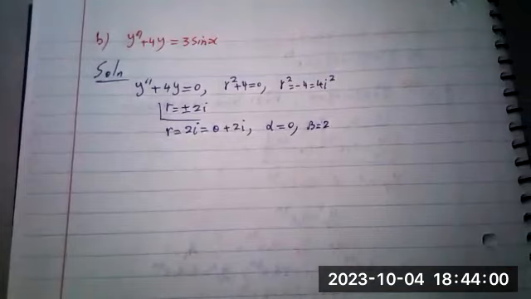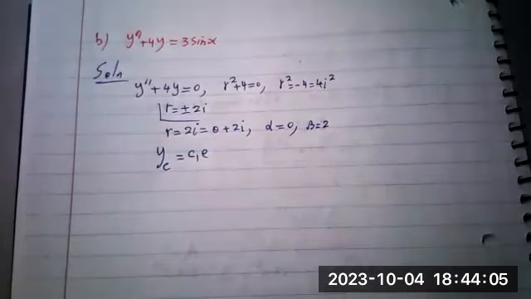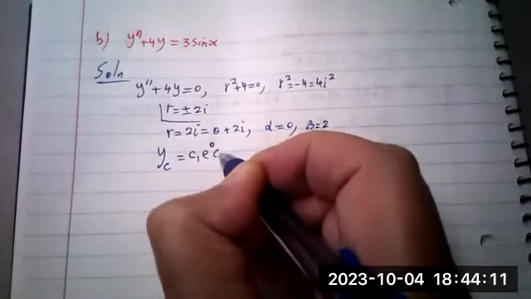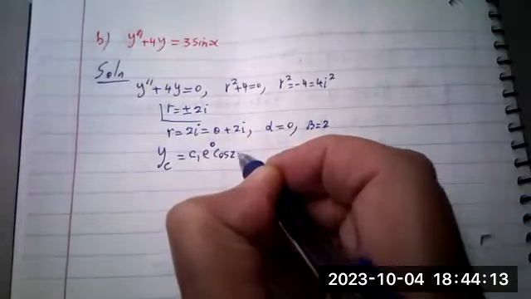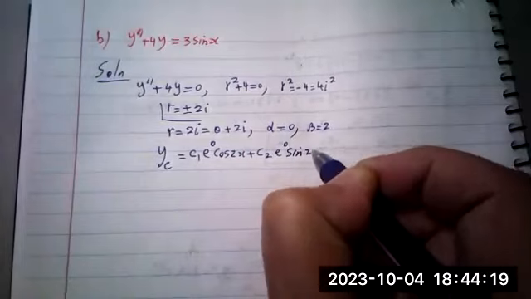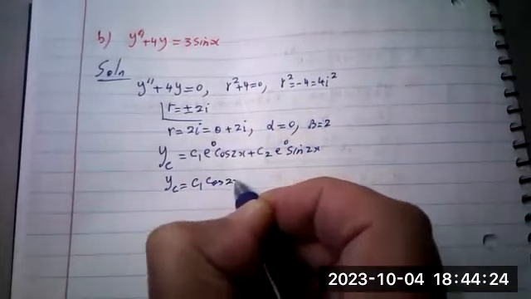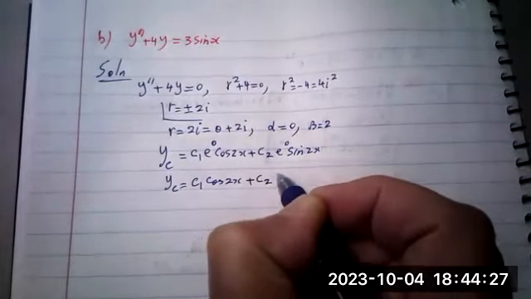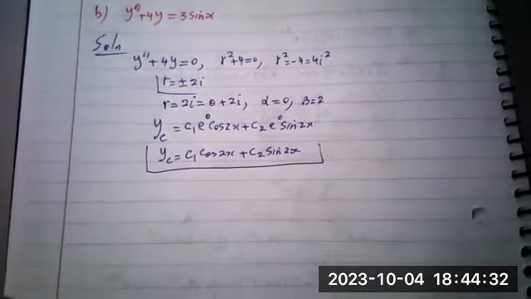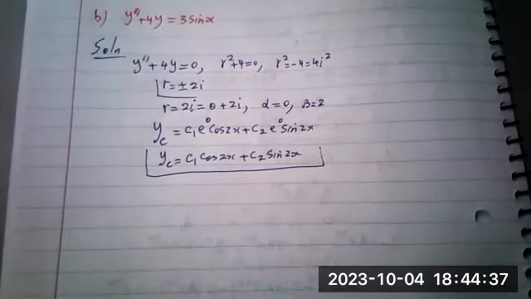So the solution for yc is equal to c1 e to the 0, cosine of beta x, beta is 2x, plus c2 e to the 0, sine of the 2x. You don't have to write that, but I just write it down again. So the yc is c1 cosine of 2x plus c2 sine of 2x. So this is going to be your yc. If that was 3 sine of the 2x, that would be better, but it's not.